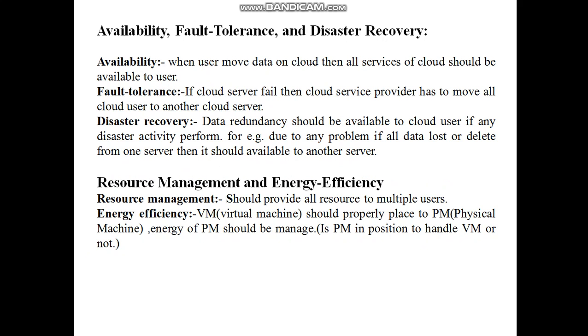Availability is nothing but when a user or any organization moves their data to the cloud, then all the services of the cloud should be available to the user also. The next is fault tolerance. If a cloud server fails, then the cloud service provider has to move all cloud users to another cloud server. Disaster recovery: data redundancy should be available to the cloud user, because if due to some disaster or problem all data is lost or deleted from one server, it should be available on another server. The next is resource management and energy efficiency.